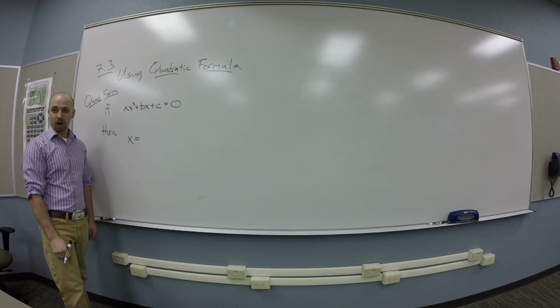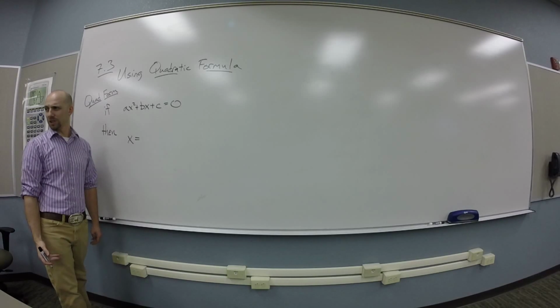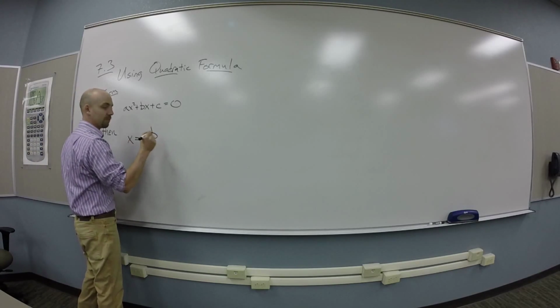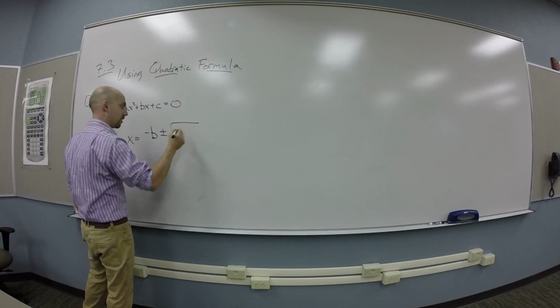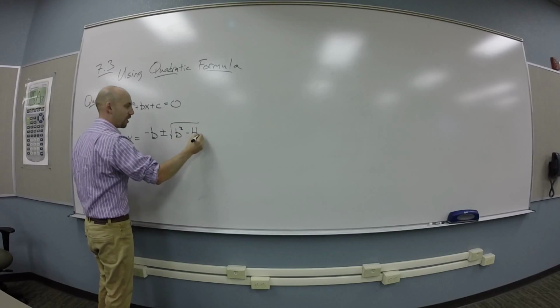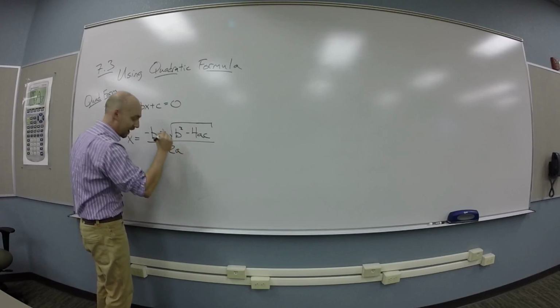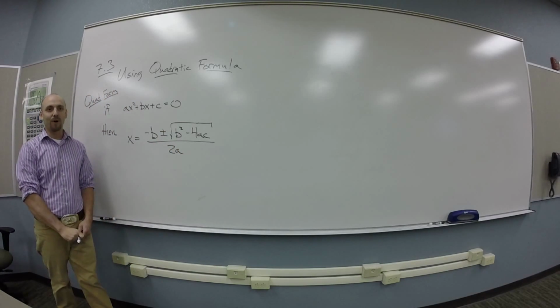X is given by, do any of you guys know this formula? Have you heard this thing before? Maybe not? Okay. So it's given by negative b plus or minus the square root of b squared minus 4ac all over 2a. Oh, I remember that. Some of you probably remember this from someplace else.